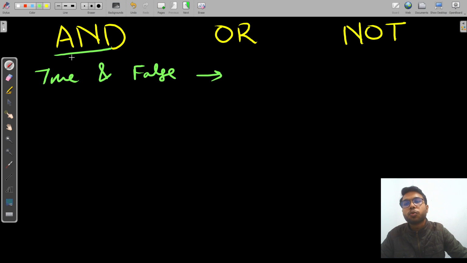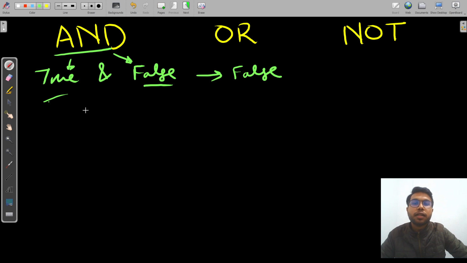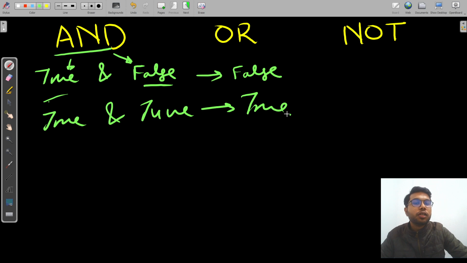AND checks my first condition and it checks my second condition, and it says when both are true, only then will your output be true. In all other situations, it is false, right? So when one is true, one is false, my answer is false. When one is true and the other one is also true, my answer is true. What would happen if I have true and null?